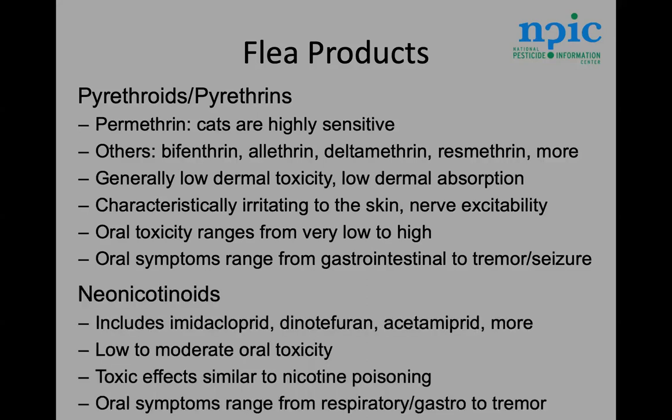Another common ingredient in flea products are neonicotinoids. This can include things like imidacloprid, dinotefuran, acetamiprid, and others. They generally have low to moderate oral toxicity, and the effects are similar to nicotine poisoning. So you may see things like respiratory or gastrointestinal upset, all the way to tremors and nerve effects.